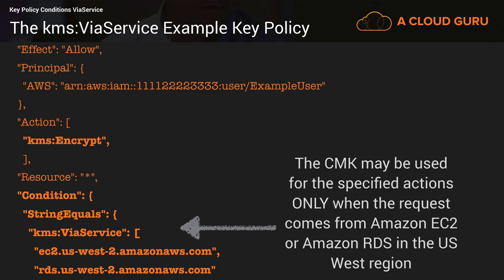Let's take a look at an example key policy, which includes the via service condition. At the top, we have our effect, which is going to be Allow. The principal is the ARN for our example user. The action is kms:Encrypt. The resource is all. And the condition is the most important part of the policy. We're using the kms:ViaService condition, and in this example, the CMK can only be used when the request comes from Amazon EC2 or Amazon RDS in the US West region.